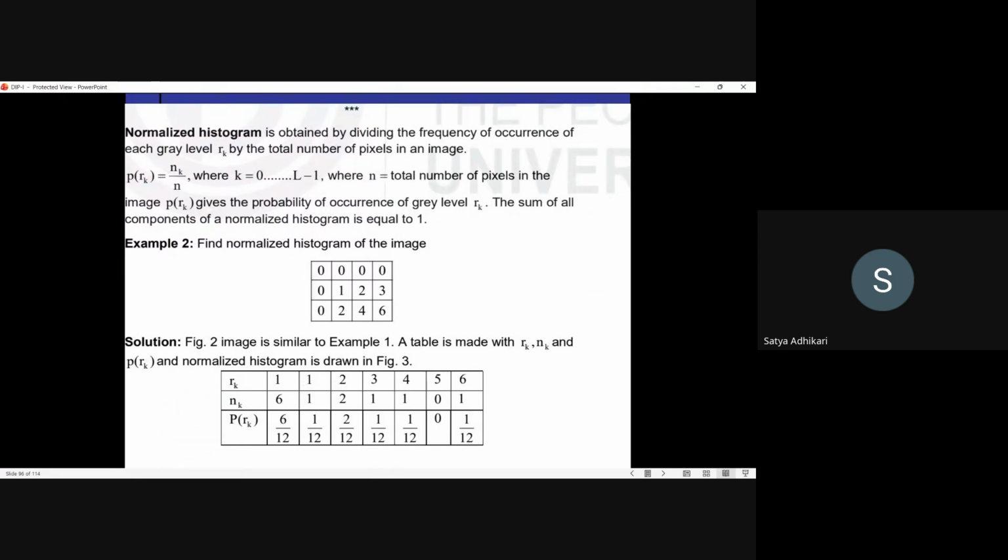You see the total value is 12. There are 12 pixels, so N is 12 here. P of RK equals NK by N, where N is 12, so the total number of pixels is 12. And the RK value is 1, 1, 2. Sorry, it is 0. I think it is mistakenly written 1. The first value of RK is not 1, it is 0. Yes, it is 0, so it was mistakenly written 1.